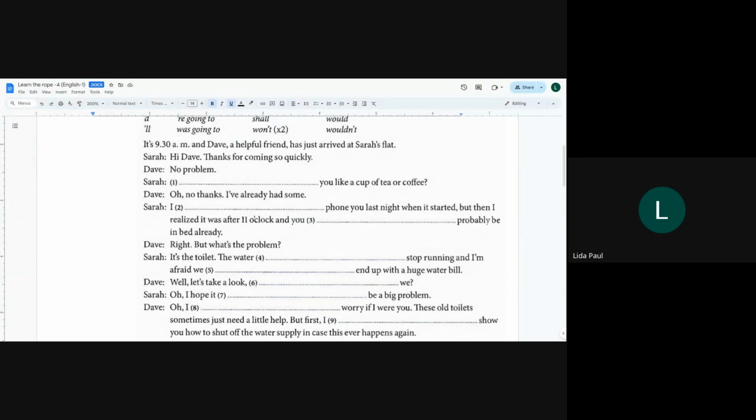Now, Dave, oh, I wouldn't worry if I were you. These old toilets sometimes just need a little help. So look at this one. What do you have here? Look at this phrase here. If I were you.